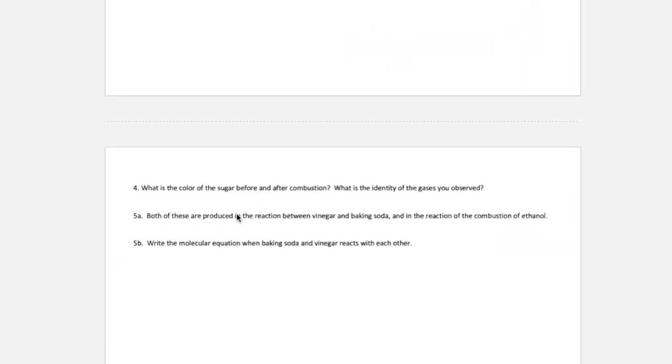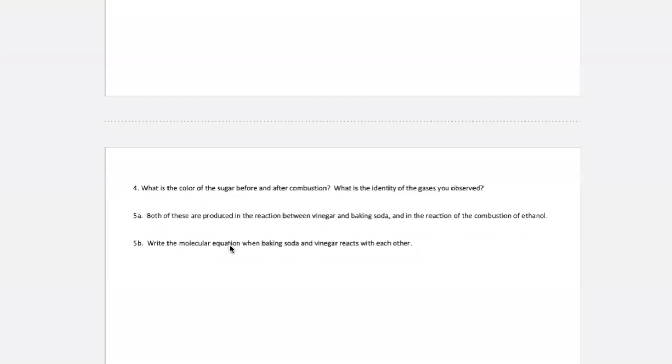Oh, here are the last questions. What is the color of the sugar before and after combustion? What is the identity of the gas you observe? Both of these are produced in the reaction between vinegar and baking soda and in the combustion of ethanol. So these are products for these reactions.